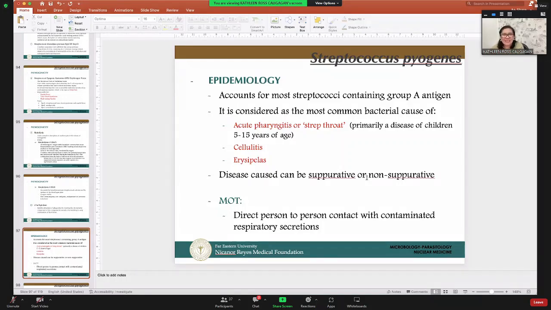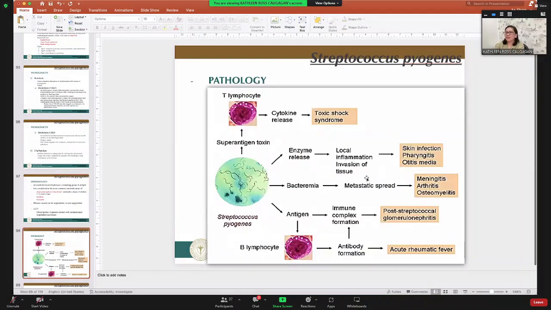So epidemiology, Streptococcus pyogenes accounts for most streptococci containing group A antigen. It is considered the most common bacterial cause of acute pharyngitis or sore throat in children 5 to 15 years of age. So when you have patients, children complaining of sore throat, think of Streptococcus pyogenes. It's also the most common cause of cellulitis and erysipelas. Disease can be suppurative or non-suppurative in nature. Mode of transmission is direct person-to-person contact with contaminated respiratory secretions.